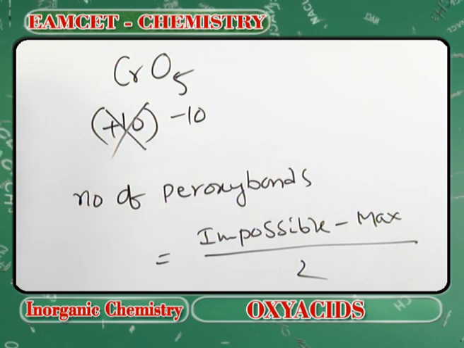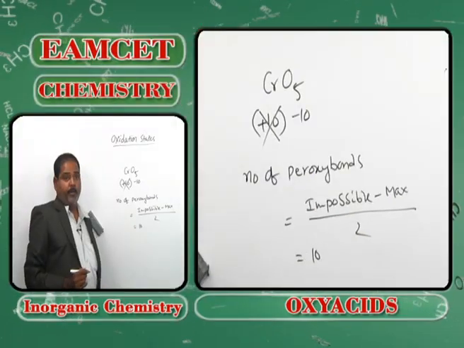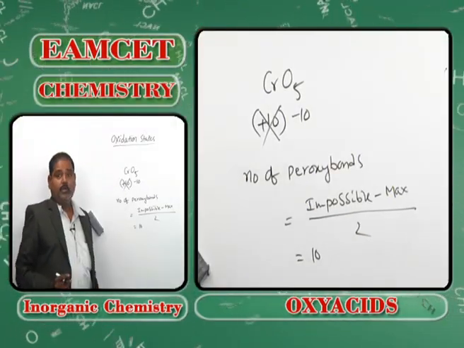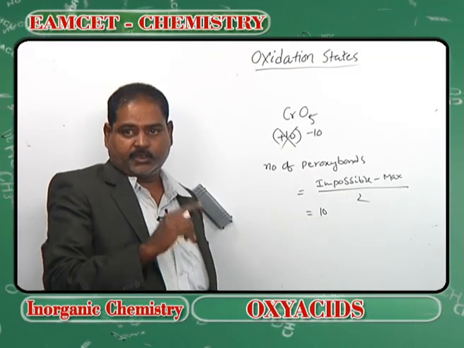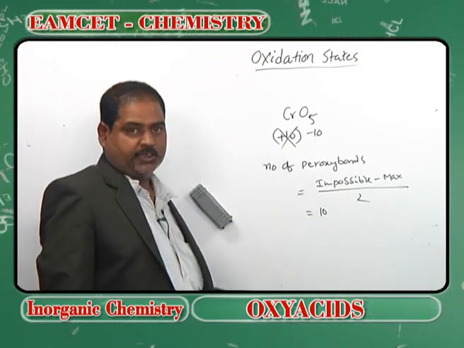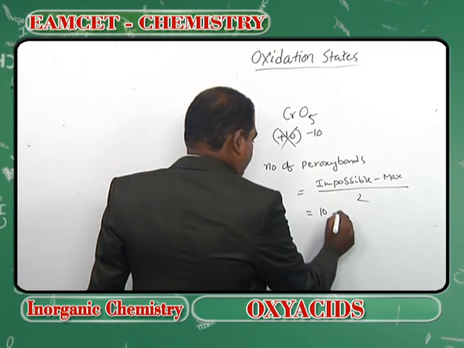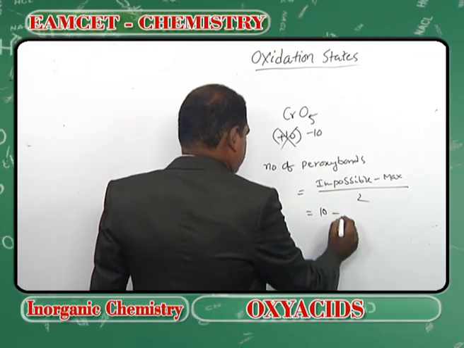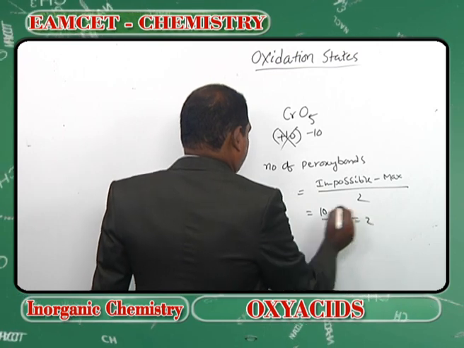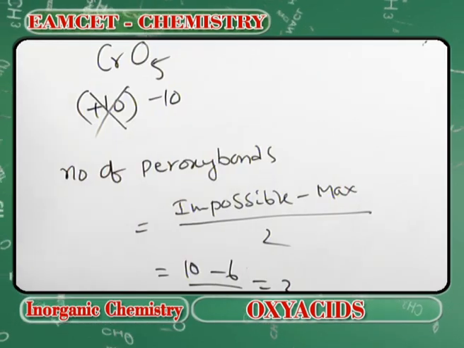10. Why is 10 impossible for chromium? Chromium belongs to 6b of the periodic table, and 6b cannot have more than plus 6. So it is 10 minus maximum. Maximum possible is 6. 10 minus 6, divided by 2. So you have 2 peroxy bonds, oxygen single bonds.